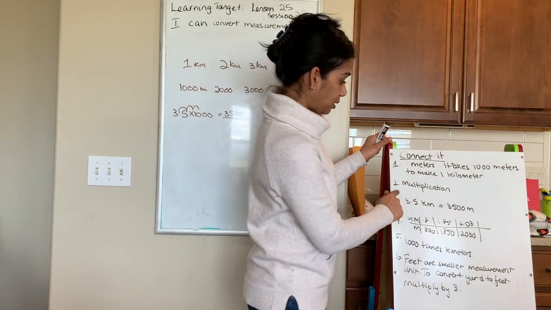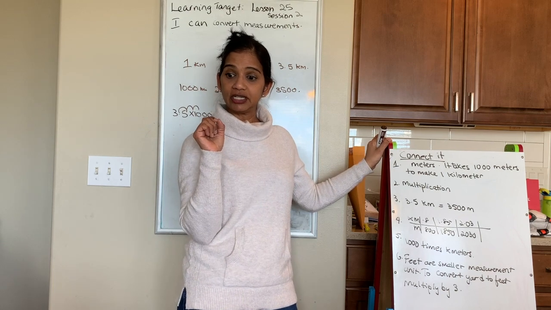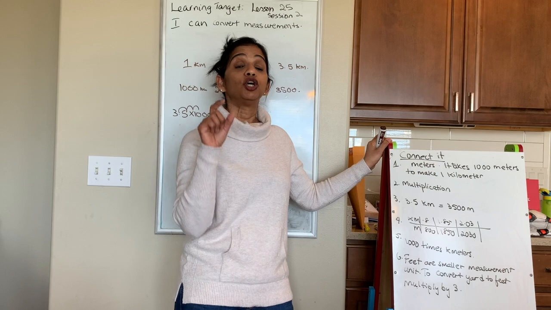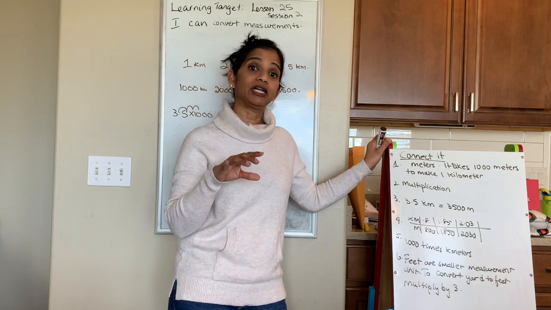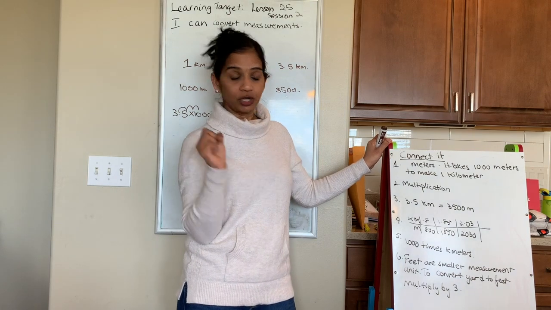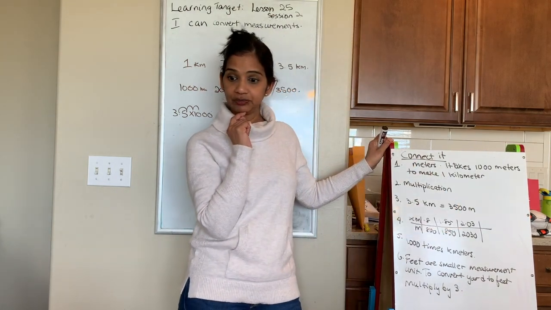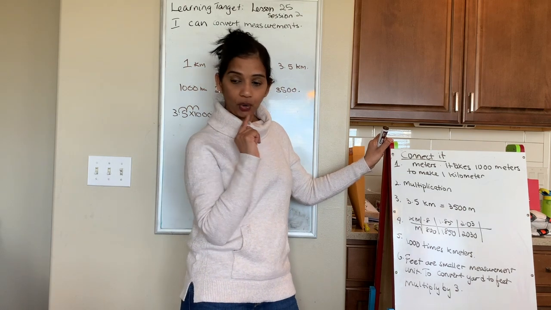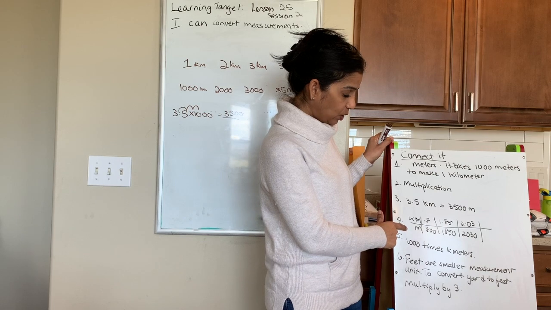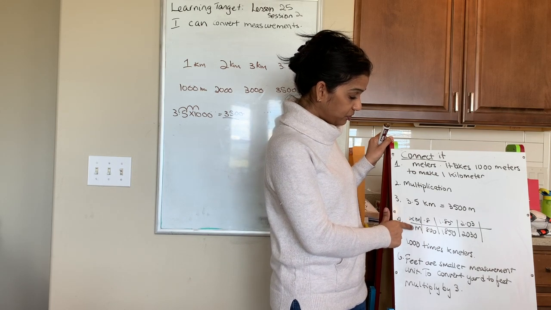Number two, how do we know it's multiplied? What operation do you use to convert from a large measurement unit to a small measurement unit? You multiply, because when you multiply, the answer gets to be bigger. Number three, 3.5 kilometers is equal to 3,500 meters. And number four, the connection that we've learned is that we need to multiply all kilometers by 1,000.